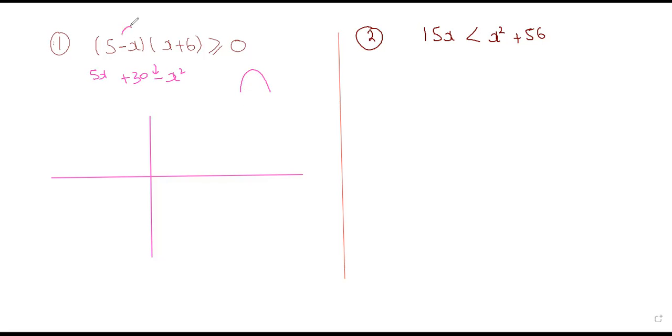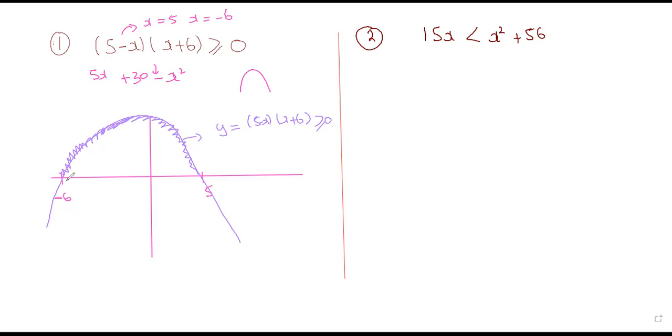And the intercepts would be x equals 5 and x equals minus 6. So this one is minus 6 and this one is 5, and my graph is going to be something of this type, okay? Just a rough graph. That is it. All right. Now I need to think about it this way, that this is the graph of y equals (5 minus x)(x plus 6) greater than or equal to 0. So I will be talking about these points only. So when I will be focusing on these points only, it means the x coordinates are between minus 6 and 5. So x is greater than or equal to minus 6 and it is less than or equal to 5. So this is going to be the answer, right?